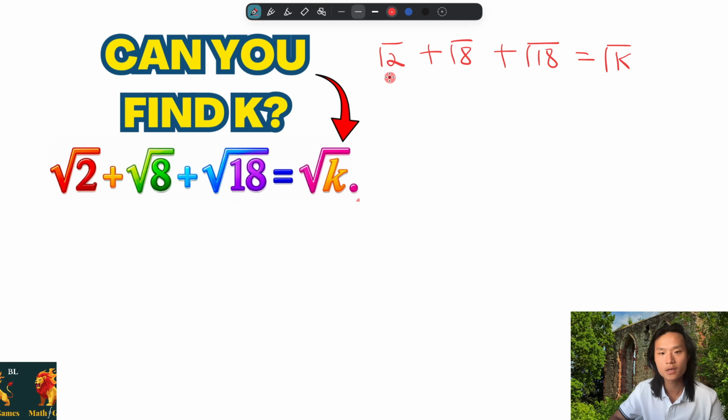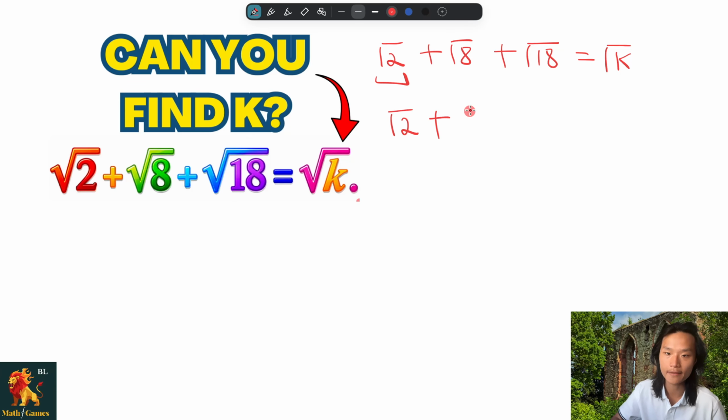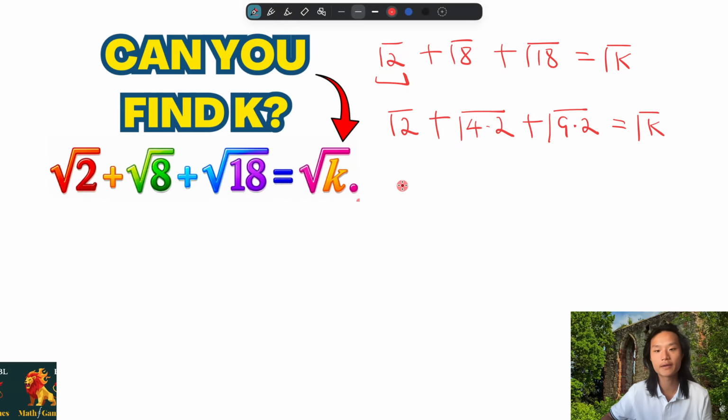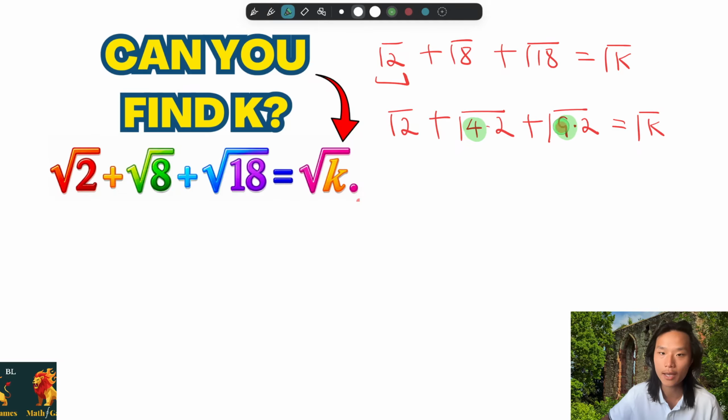So for square root 2, there's not much we can do, so we write that. And then for the square root of 8, we can write it as the square root of 4 times 2. And then for the square root of 18, we can write it as the square root of 9 times 2 equals square root of k. So I want you to pay attention to the terms 4 and 9, but also to all the 2's.